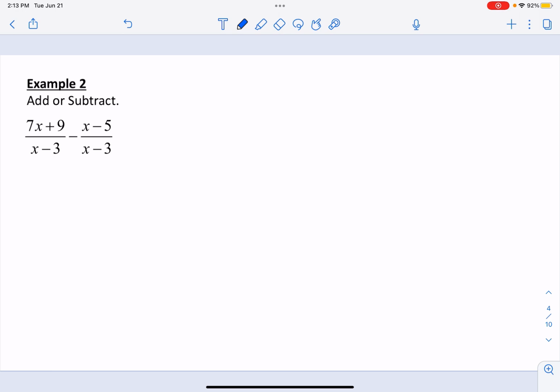Okay, add or subtract. Again, these denominators are the same thing. These denominators here, these are the same. So I can just go across and either add or subtract. Now this one's subtraction, so I need to be careful. What I'm going to do is I'm going to do this something of a longer way. Okay, I'm going to distribute my negative through.